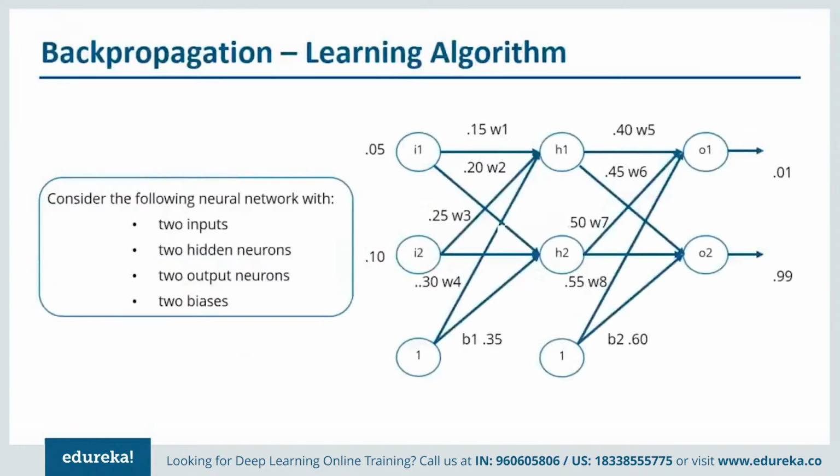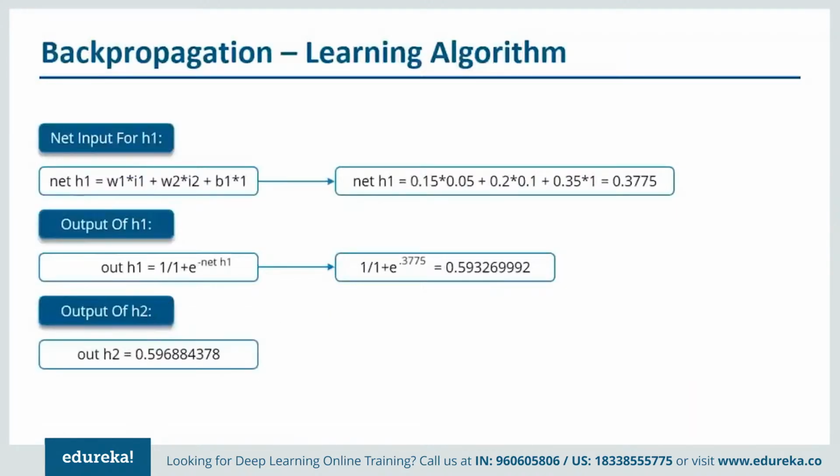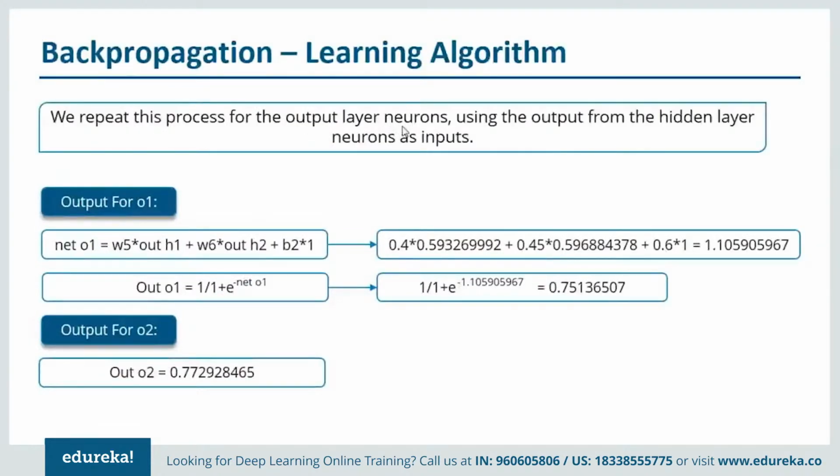So let me go back. So the output of this particular H1 will be 0.59 something. Then we're going to calculate the output of H2 as well similarly. And we get the output as 0.5968884378. Next up, we are going to repeat the process for the output layer neurons as well. So for the output layer, the net input will be W5 into out of H1, W6 into out of H2 plus B2, that is the bias. So we get the output somewhere like this.